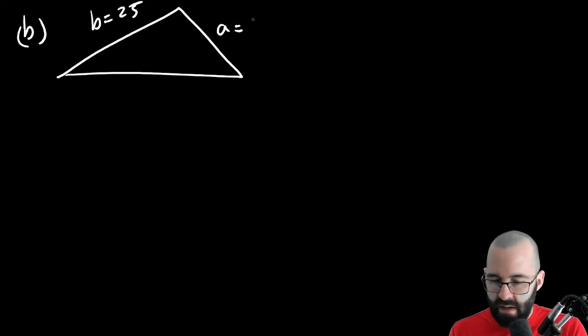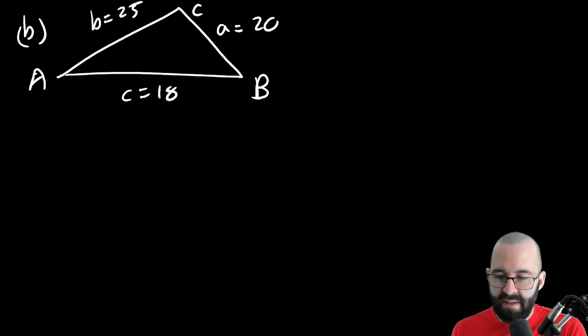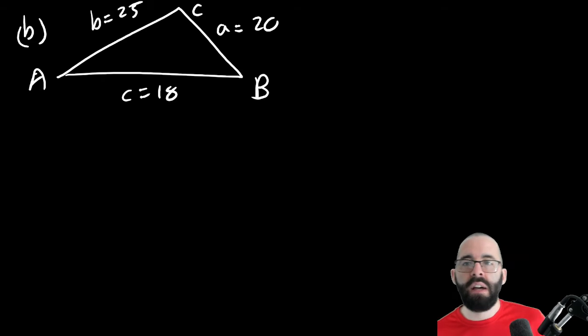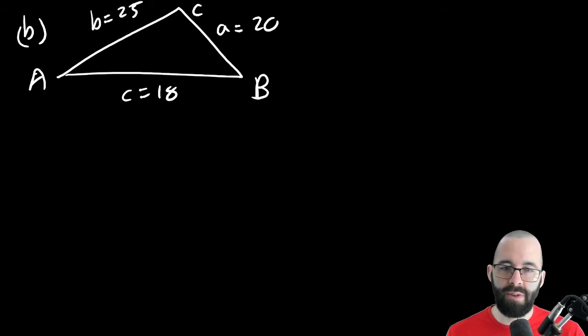So let's look at the other kind of triangle that you could look at in this one, side, side, side. It's going to be part B, where B is 25, A is 20, C is 18. You could label these alpha, beta, gamma, or A, B, C. It's up to you. So now we don't have any angles. And that's okay too.